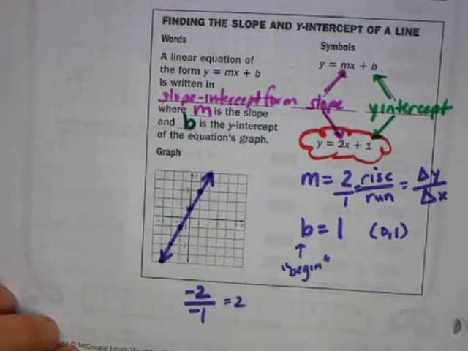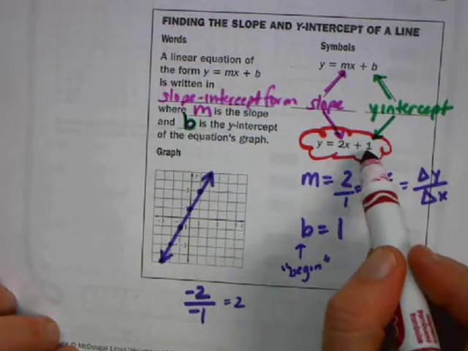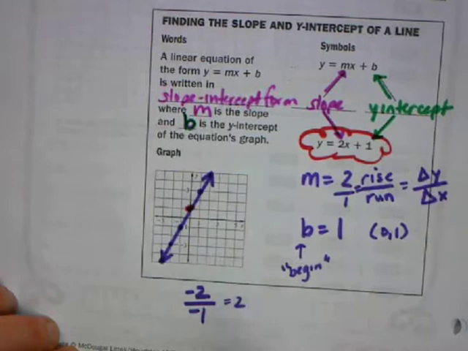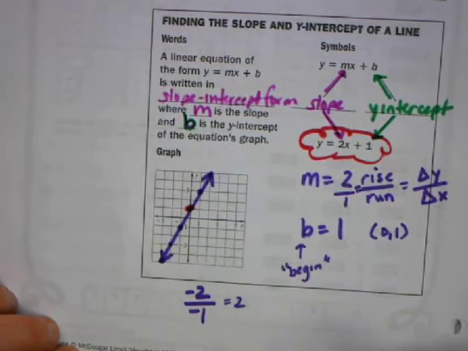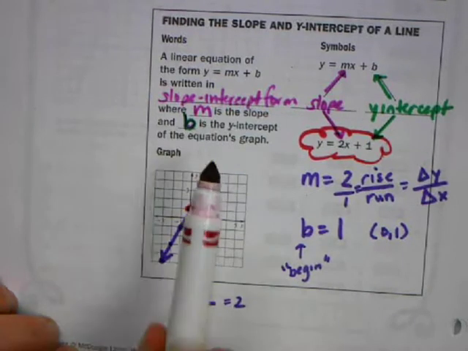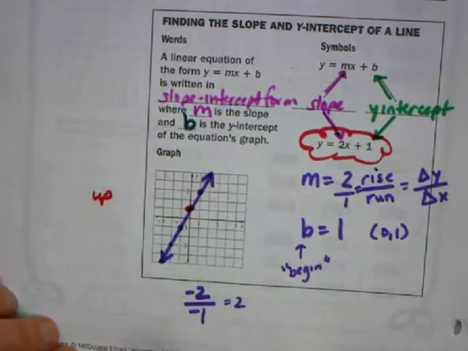Remember when we were doing that before? Where was it going to cross the y-axis? At 1. Does it cross at 1? Yes. It's a slope of 2. Is that a positive or negative number? It's a positive number, so that means the slope makes the line go what? Up. Did it go up?